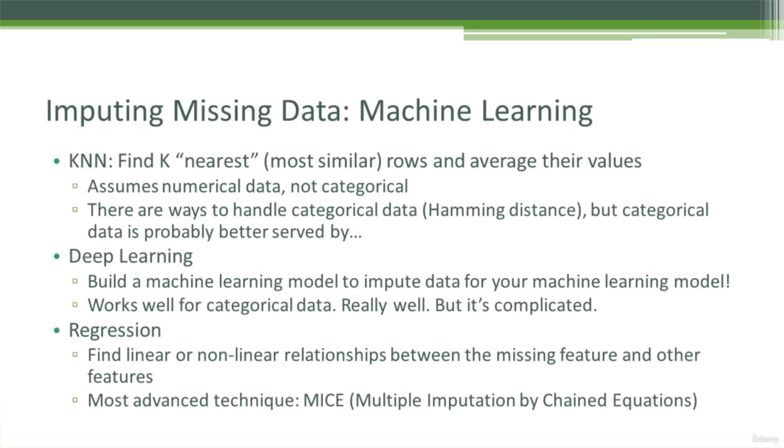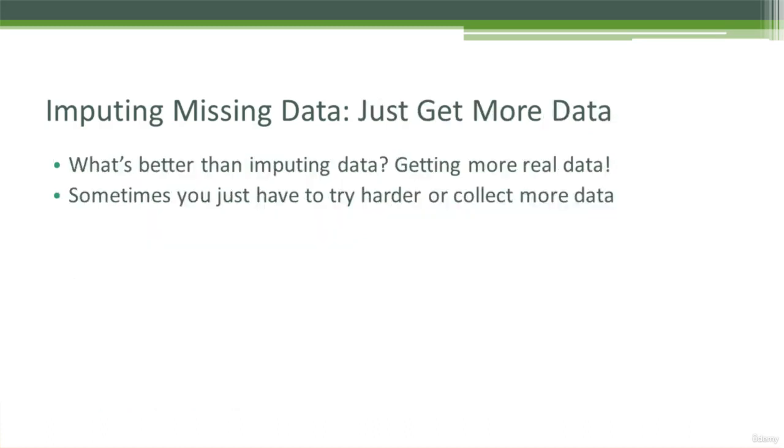You can also just do a multiple regression on the other features that are in your data set. That's also a totally reasonable thing to do. And through regressions, you can find linear or nonlinear relationships between your missing feature and the other features in your data set. And there is a very advanced technique along these lines called MICE, which stands for multiple imputation by chained equations. It's kind of the state of the art in this space right now for imputing missing data.